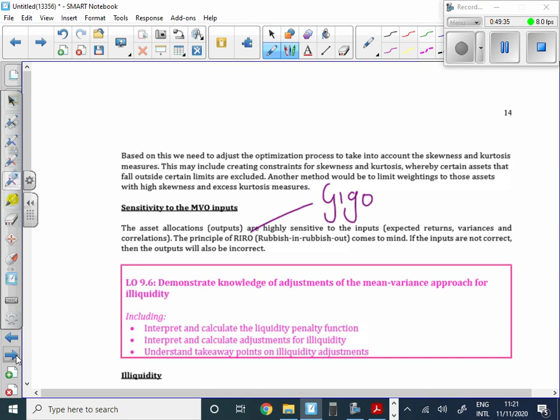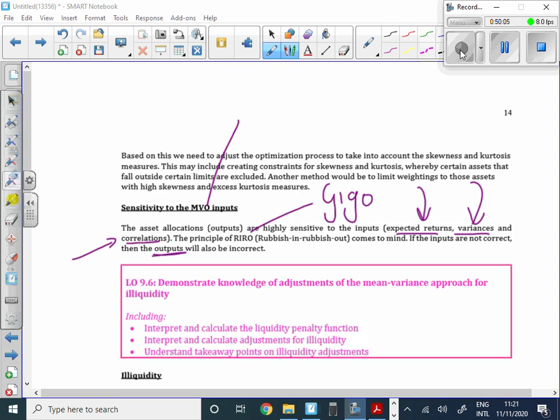Okay, and there is your acronym. Remember, sensitivity to the MVO inputs, and remember, there are three major inputs to MVO: returns, variances, and correlations. If you put rubbish or garbage into any of these inputs, what will come out? What will your output be? Garbage as well. Okay, good. We move on a little bit.